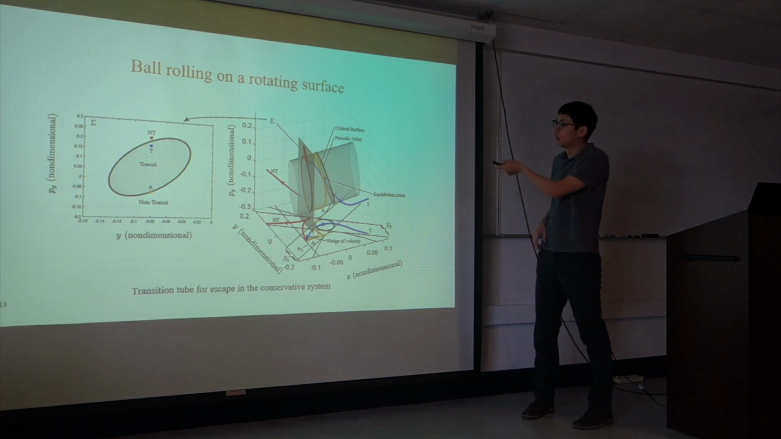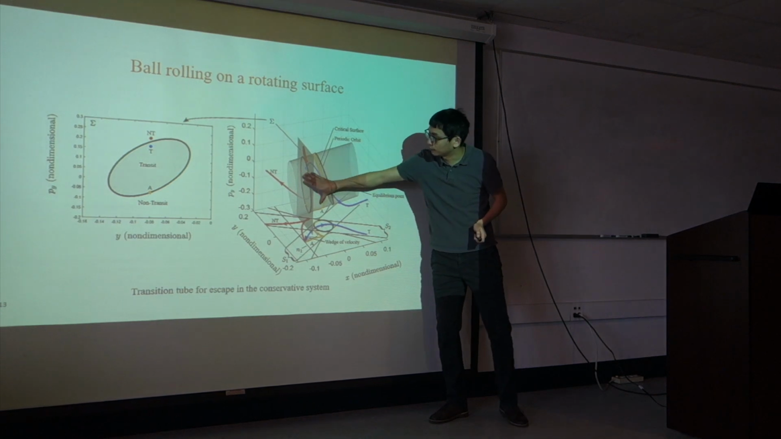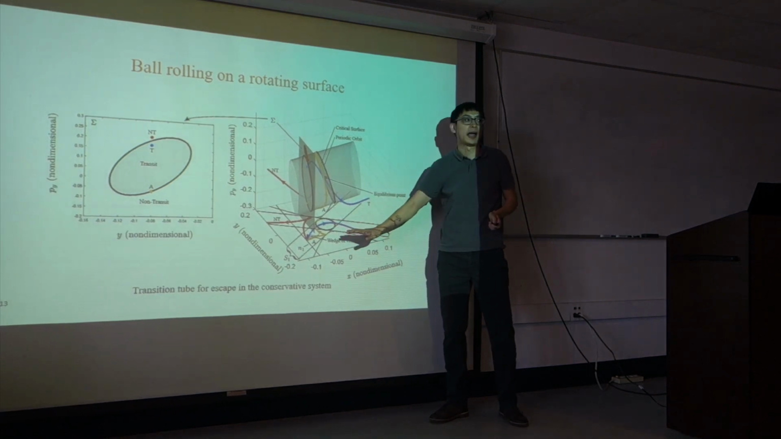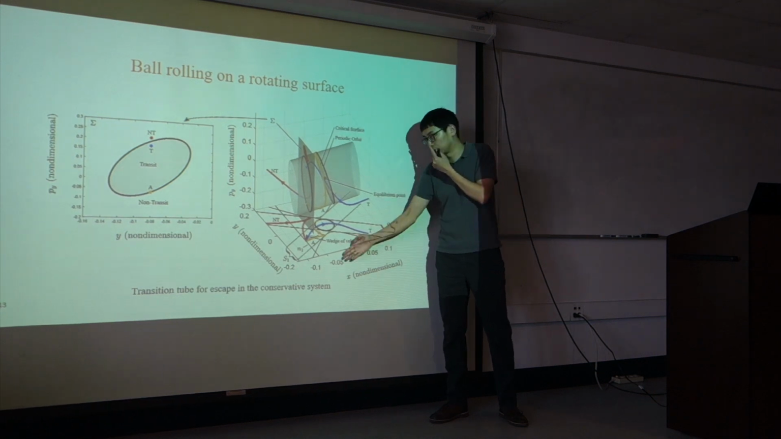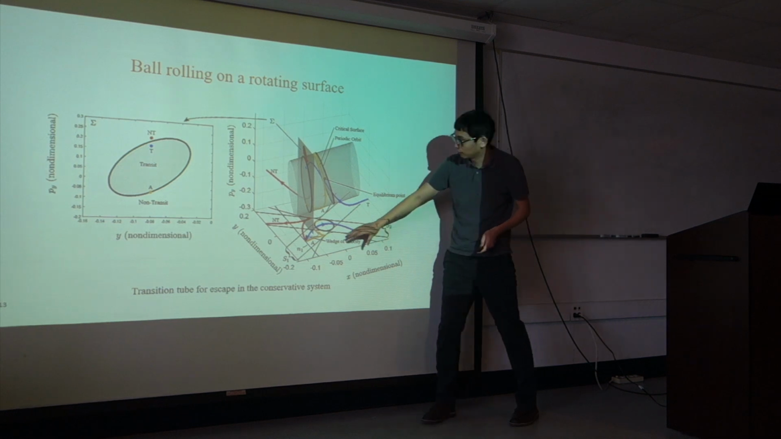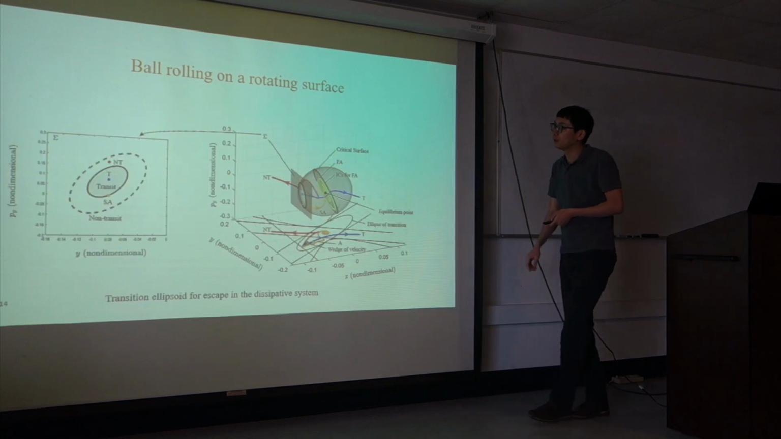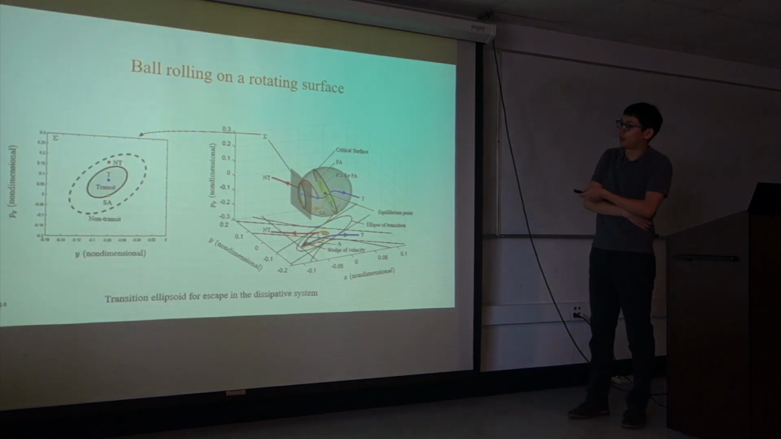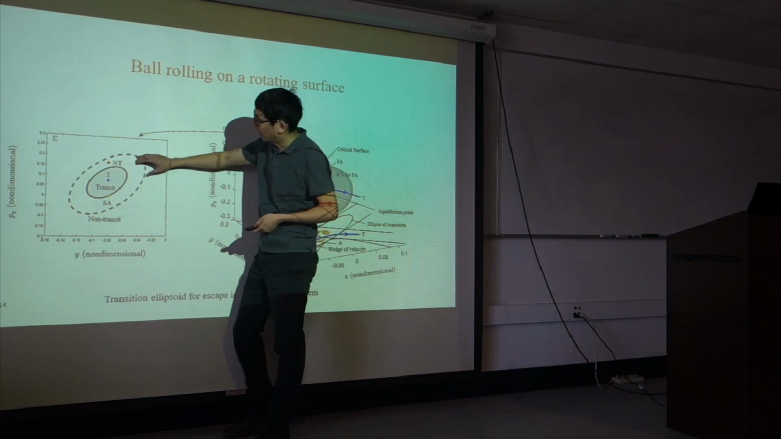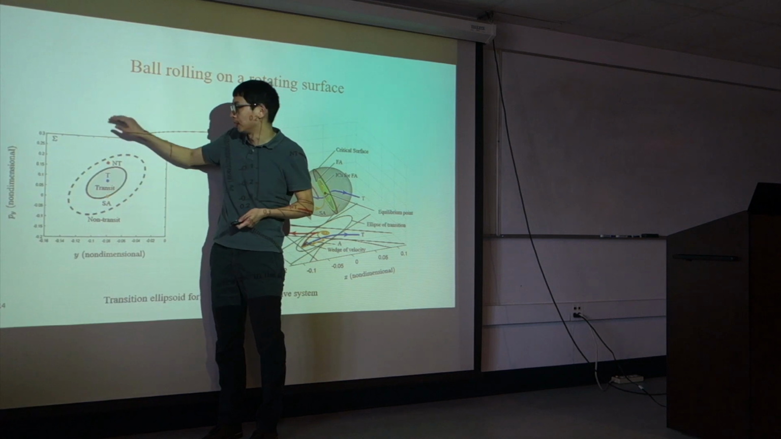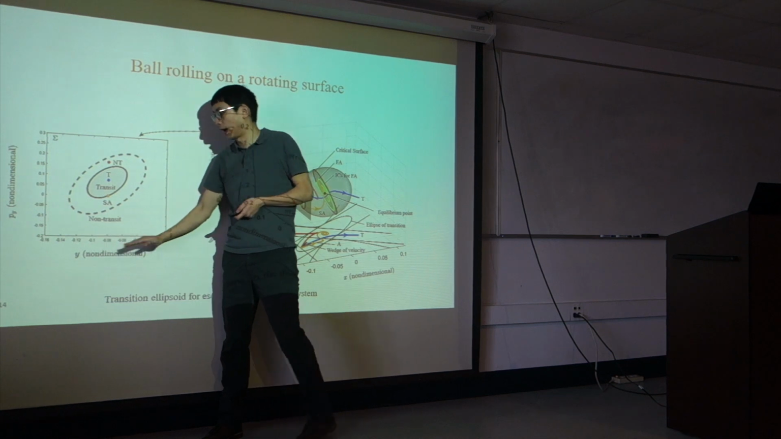But here I want to talk about two differences. Here, the transition tube is not parallel to the position space. Also, the critical surface is not perpendicular to the position space. And there are two strips. I will discuss it later. For the dissipative system, we also have a very similar structure. But here on the Poincare section, the transition boundary is not a standard ellipse. It is not perpendicular to the y-axis.